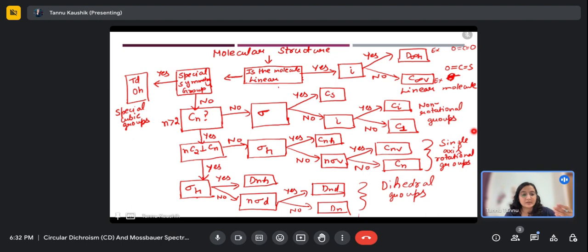If it has other rotational axes other than the principal axis, for example C2, then it will belong to the dihedral groups. And if it doesn't have nC2 perpendicular to Cn, then it will belong to single axis rotational groups, which are Cnh, Cnv, Cn. And if it has more rotational axes other than the principal axis, then it will belong to the Dnh, Dnd, Dn dihedral groups. So this was the brief summary.